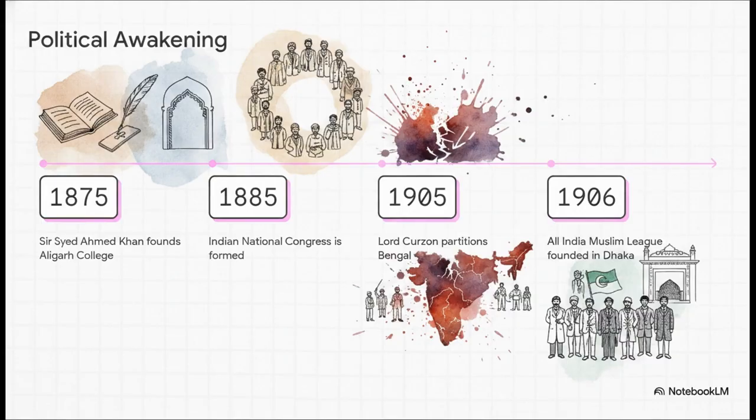But then we hit 1905. Lord Curzon partitions the province of Bengal. While they claimed it was just for administrative ease, it violently exacerbated religious divides and sparked massive Hindu-Muslim riots.